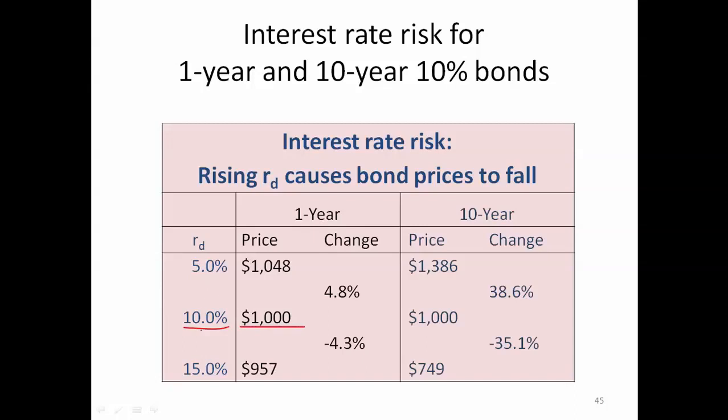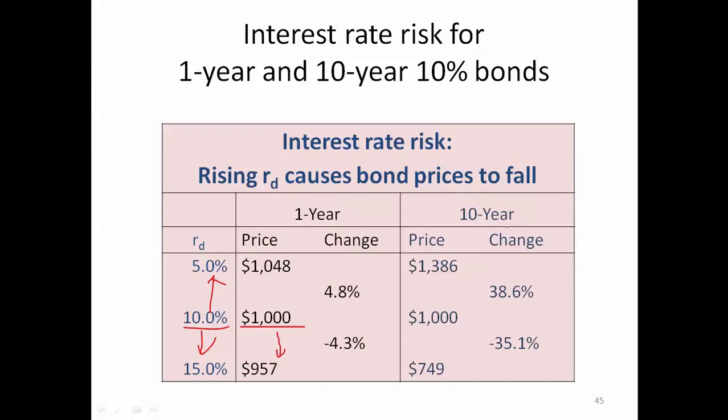When the interest rate goes up to 15%, bond price drops, and for this 1 year bond, the price dropped to $9.57. So this is a negative 4.3% change. And when the interest rate goes down to 5%, bond price actually will rise, and it rises to 10.48, so that is a 4.8% change for this 1 year bond.